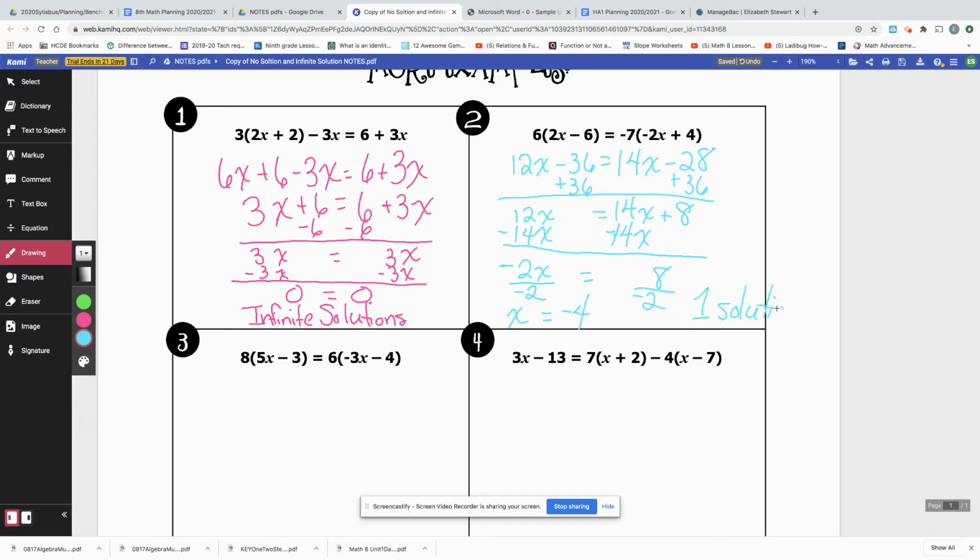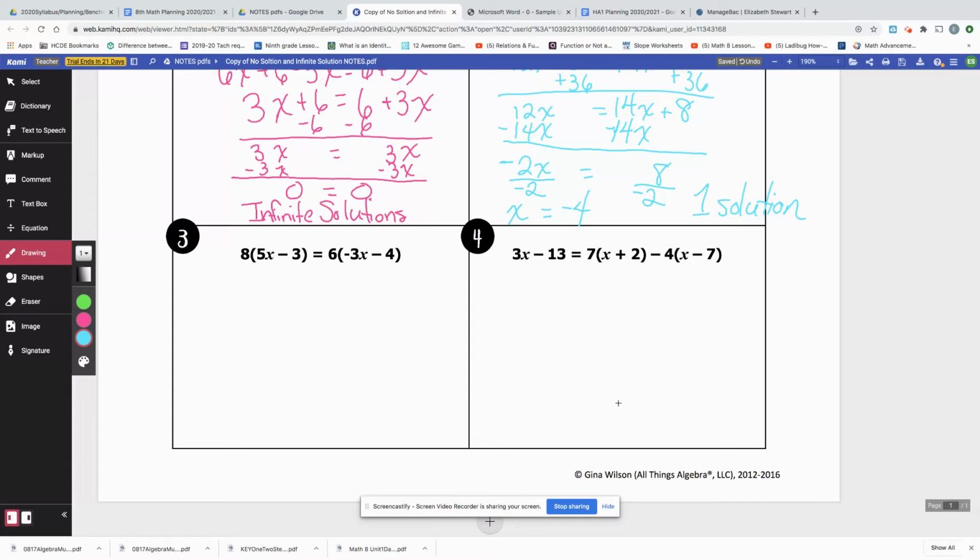Sometimes you are tested on TCAP, EOC, ACT. Sometimes you might think it has infinite solutions or no solution, but sometimes they just want you to say it has one solution. Looking at number 3. I love this one because this illustrates something that can be hard for students to understand.